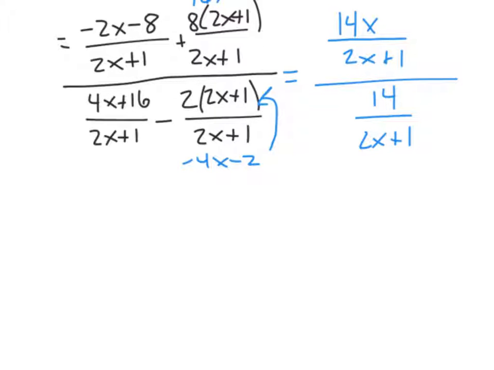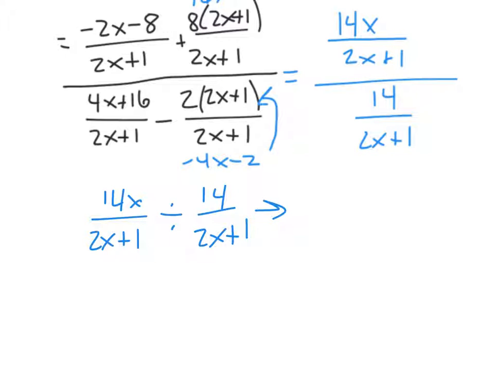But let me do it this way. So I'm gonna write it out. So 14x. 14 divided by 14 is 1. I'm just writing this out. You don't have to write all these steps. 2x. Oh my gosh, I love keep change flip. Keep change flip didn't make sense to me until 7th grade.